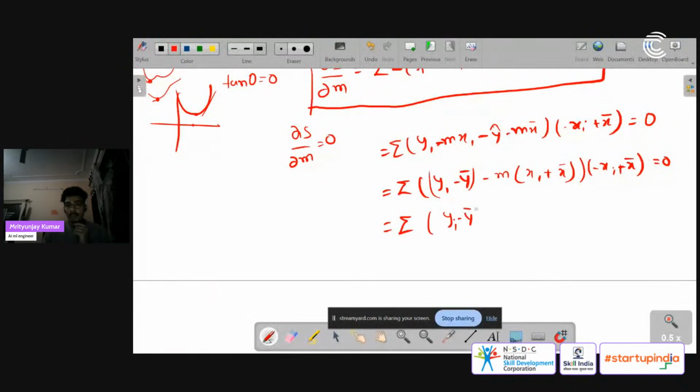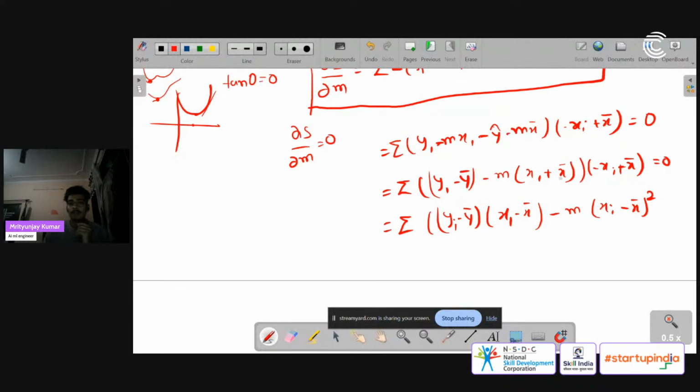yi minus y predicted, sorry, y mean, into xi minus x bar. We are multiplying with this one only, and minus m. Yes, this is in plus and this is in minus format. So xi minus x bar. Don't get confused why I am using this one. I have just done one thing more. I will write it.